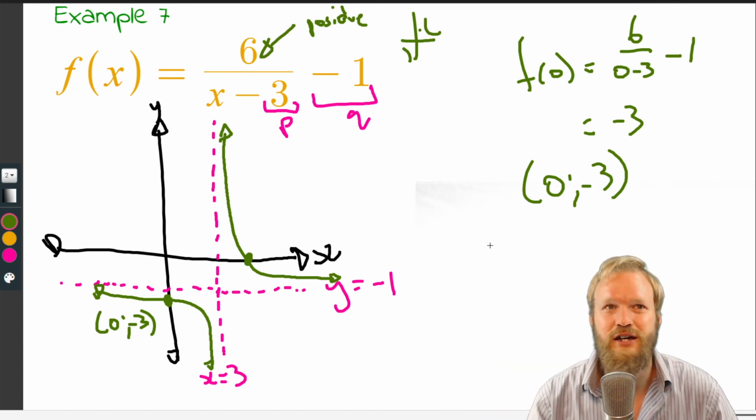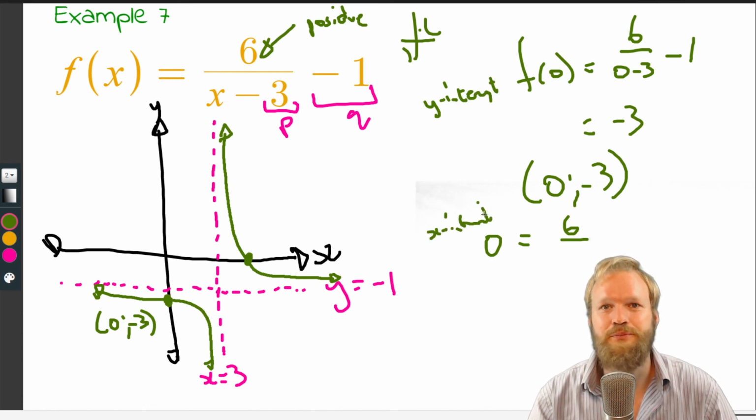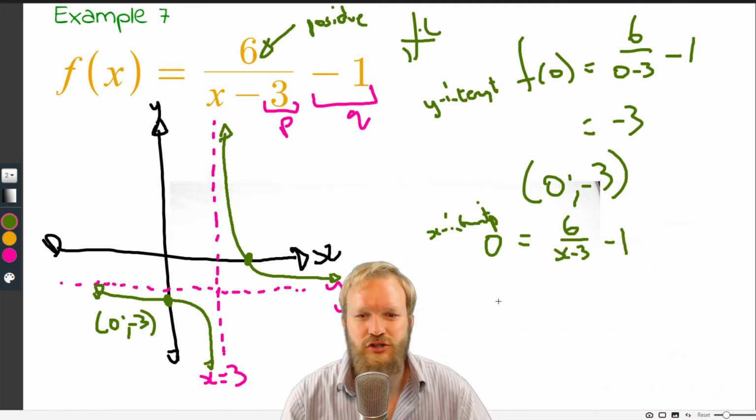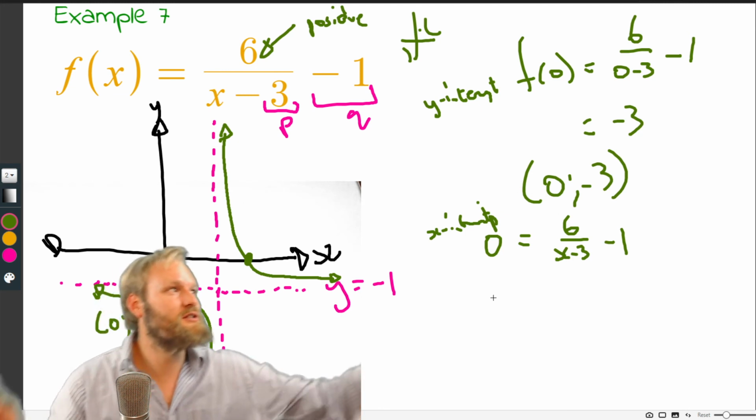And here, this is 0, so we can go 0 equals 6 over x minus 3, minus 1. So this here was for the y-intercept. And this one here is for the x-intercept. Feels like a little bit more work, not too much. So let's do that.